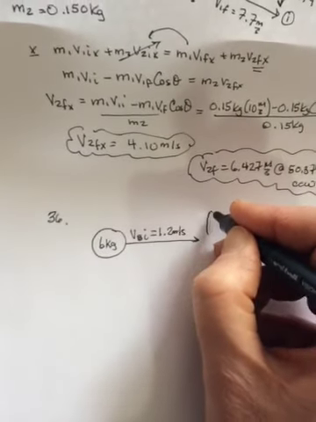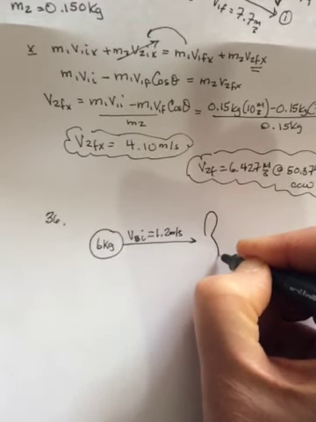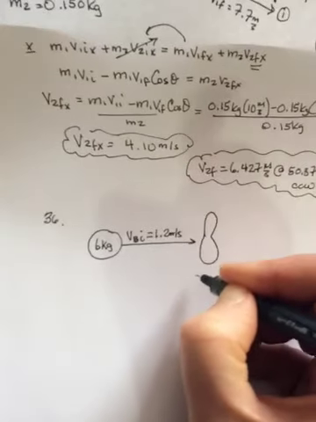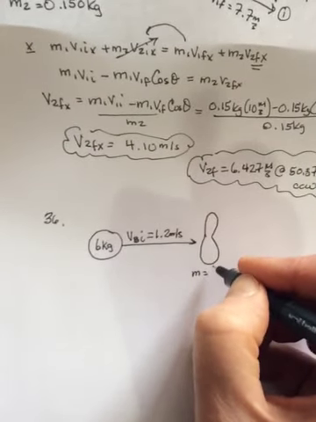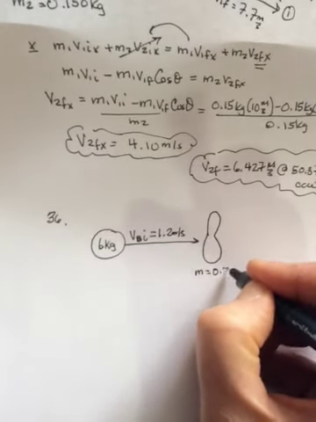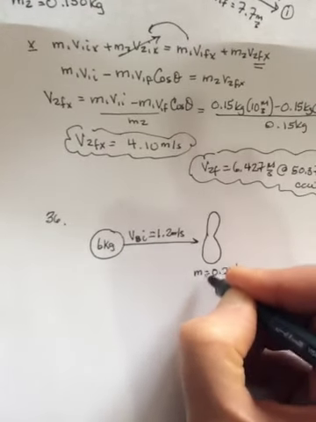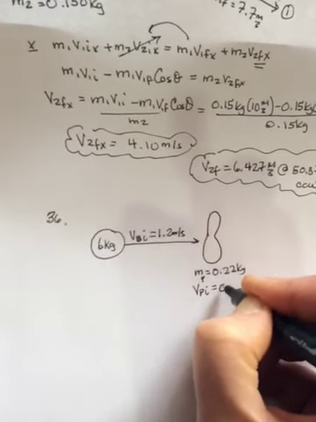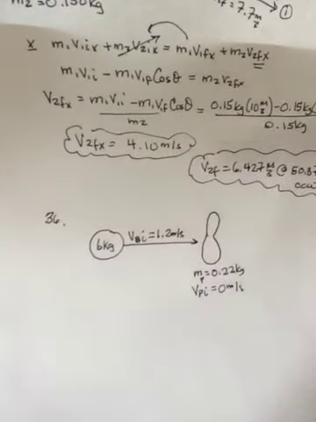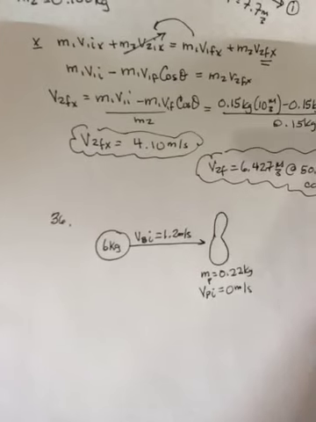And it collides with a bowling pin, mass of 0.22 kilograms, call it a pin, and V of the pin initial is 0. Don't make the pins move, they're hard enough to hit when they're not moving.